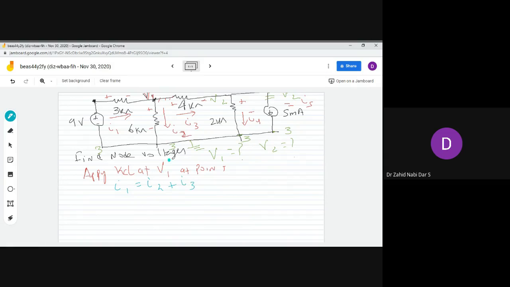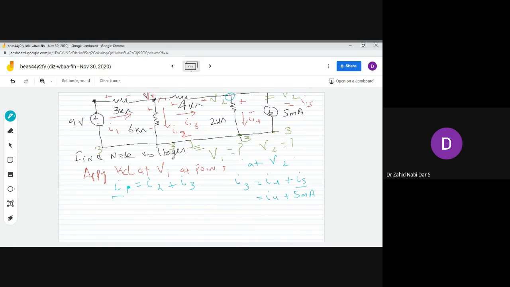Similarly, if I apply KCL at the second point, at V2, I3 is going in and it is getting into I4 plus I5. I can also write I5 is equal to 5 milliamperes, so this is I4 plus 5 milliamperes. Now I have to express I1. I1 is the potential difference between these 2 points, 9 and V1, so I can write 9 minus V1.